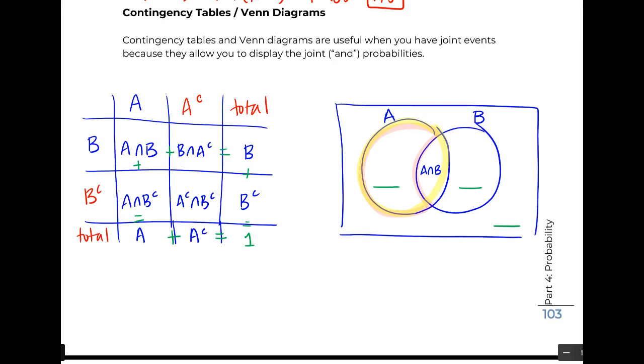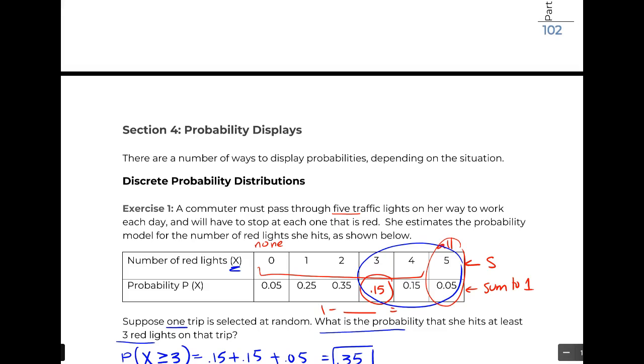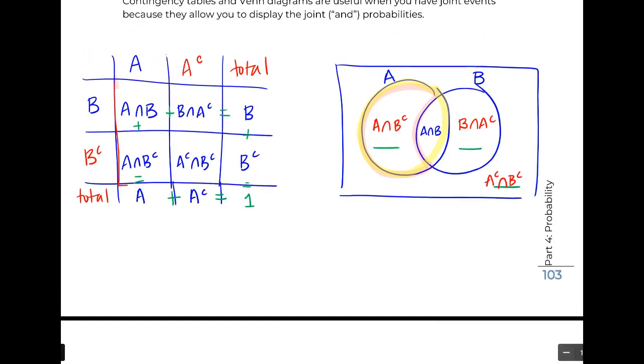Instead, we are in this other section. We're in the A circle, but we're clearly not in the B circle. Same thing over here. We're in the B circle, but we're not in the A circle. And then the last thing, we're not in the A circle, and we're not in the B circle. So I want you to notice that each and every one of these 4 pieces of our Venn diagram comes from the 4 inside pieces of our contingency table.